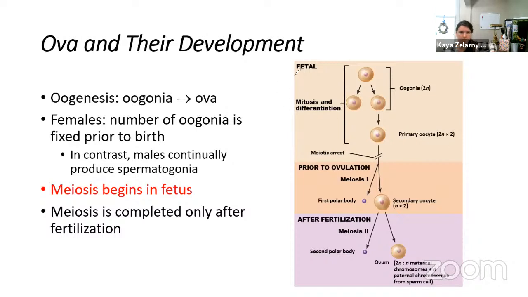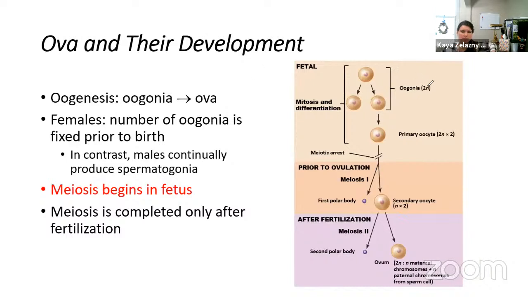I want you to notice that this whole big beige box is talking about what's happening in fetal development. And then this one is saying that we're talking about what's going on prior to ovulation. And then we have our third phase, the second half of meiosis, only happening after fertilization. So this process of going from oogonia to a fully mature ovum takes decades potentially. So that's really different than what we saw in males.